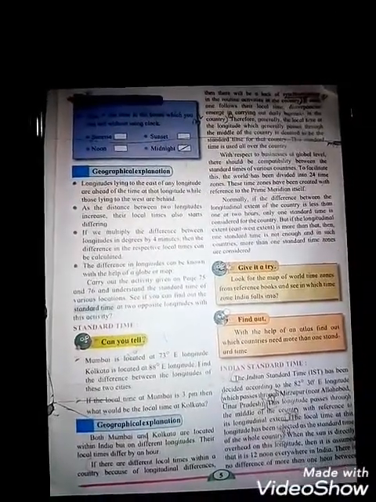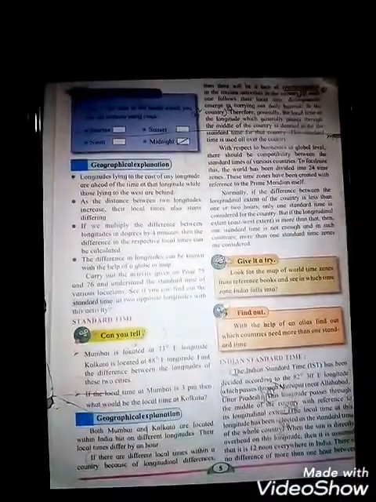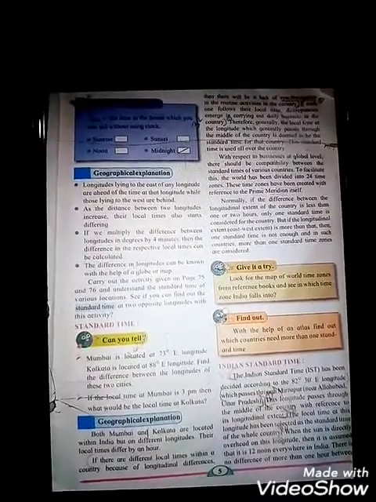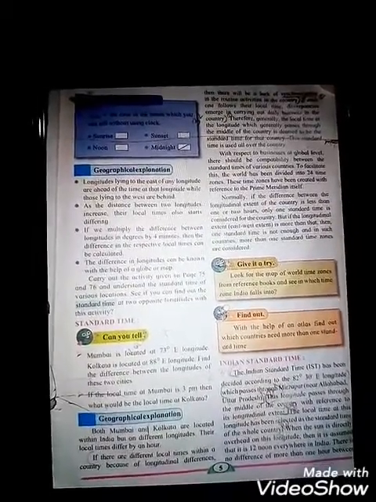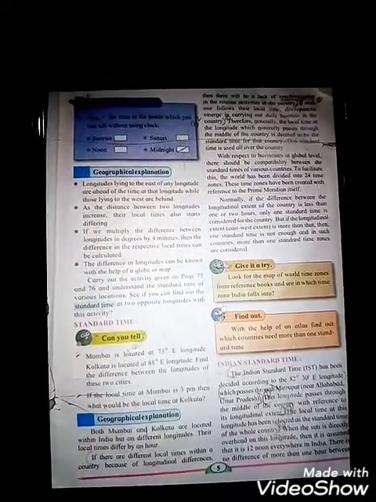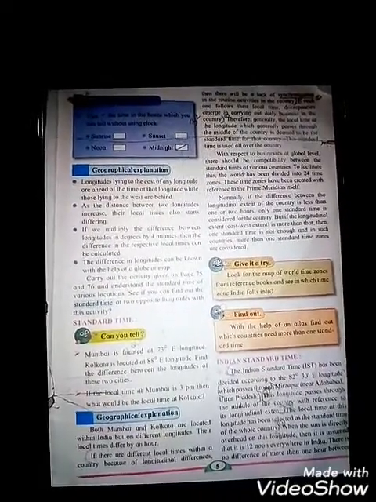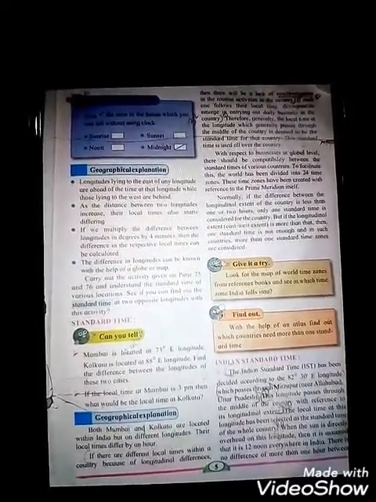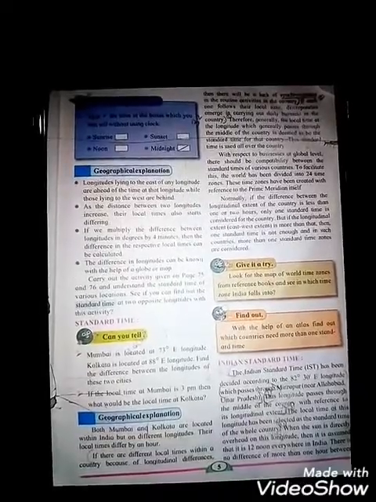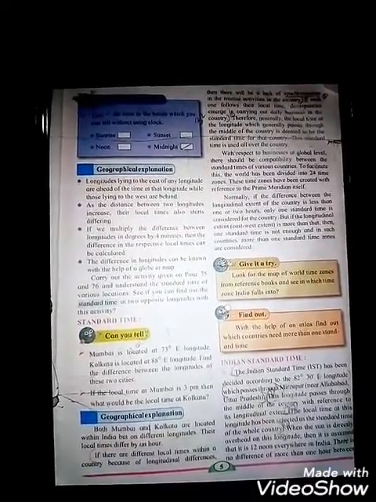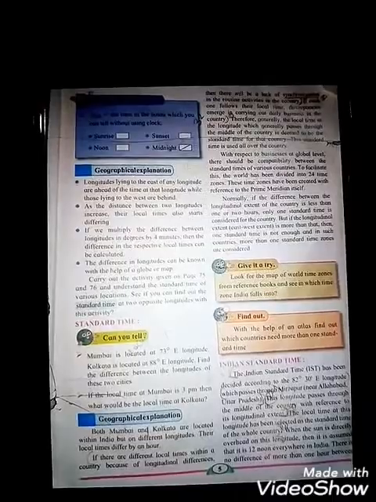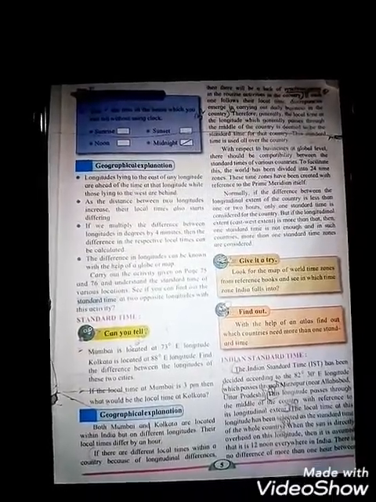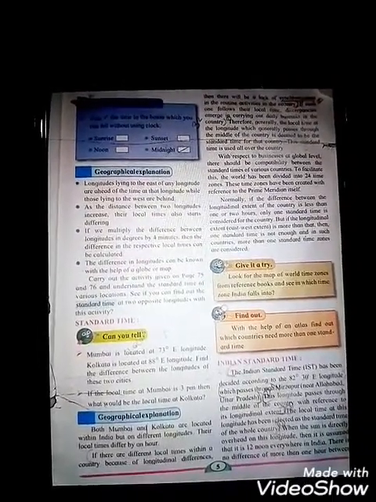Geographical explanation. Longitudes lying to the east of any longitude are ahead of the time at that longitude. Means if it is east, it will be ahead, while those lying to the west are behind, and if it is west, it will be behind. So you have to understand that. East places are increasing and west places are decreasing.